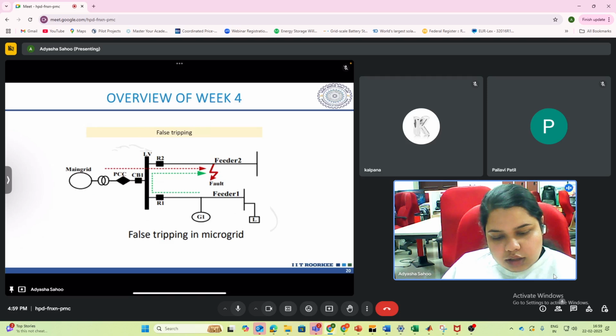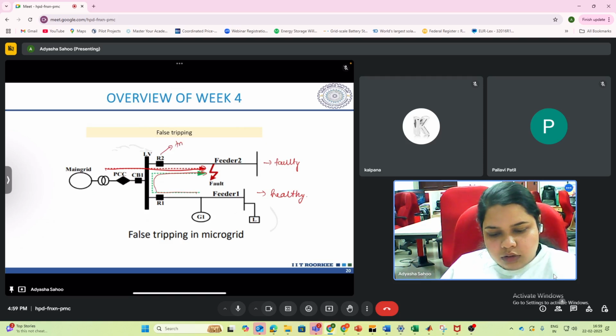Then next is your fault stripping. So here you see you have two parallel feeders, your F1 and F2. There is a fault on this feeder F2. So this is the faulty feeder, and F1 is your healthy feeder. Again, the grid is feeding the fault, and also the generator G1 is feeding the fault. So what will happen is, this relay R2 will trip, and that we want.